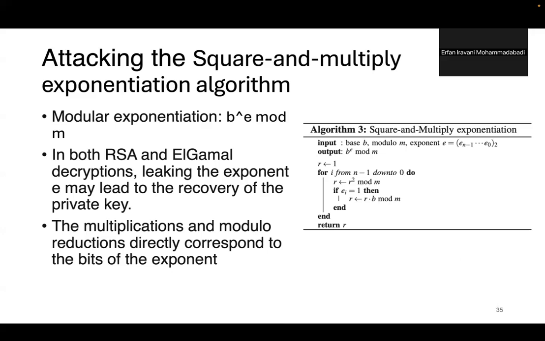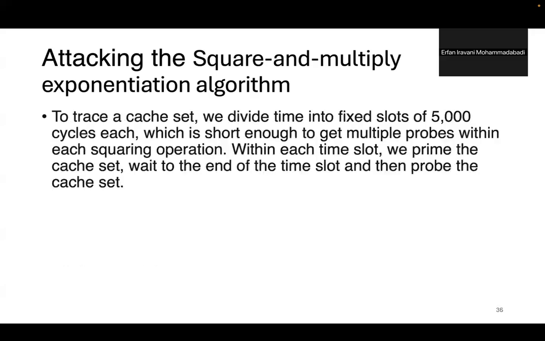This means that the execution follows the bits of the exponent e. Since the algorithm performs conditional multiplication only when the bit is 1, an attacker can observe execution time to infer the exponent. And basically, by collecting multiple observations, an attacker may reconstruct the entire private key.